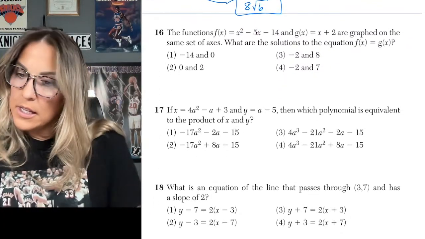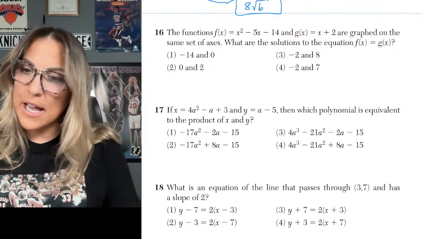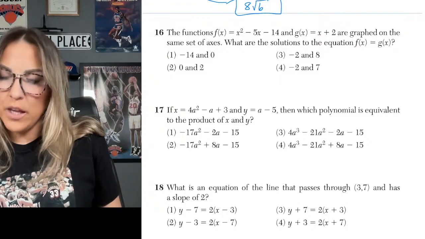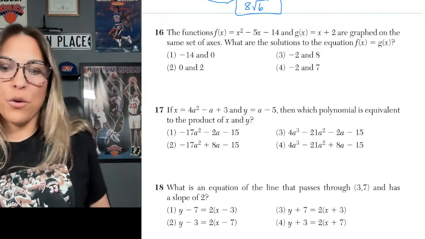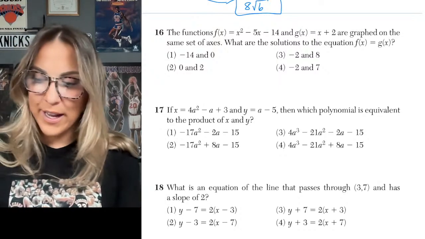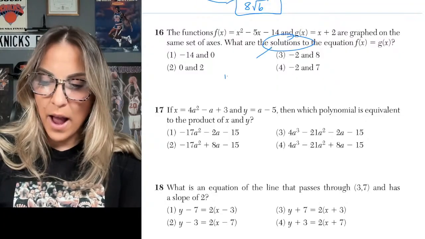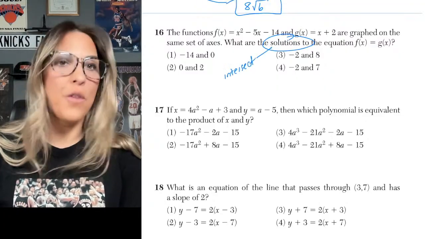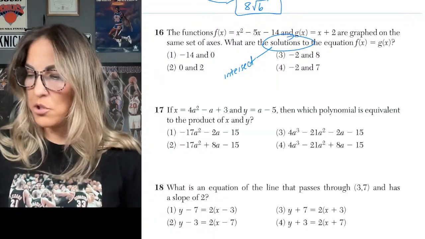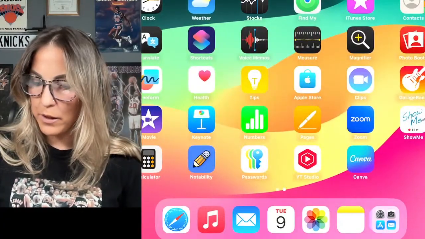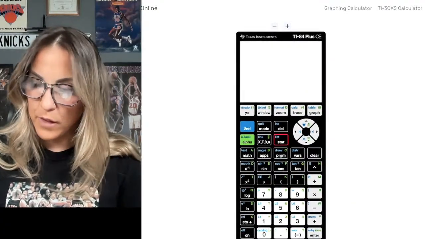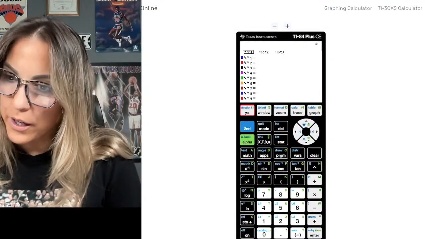All right. Number 16, the functions f of x and g of x are graphed on the same set of axes. What are the solutions to the equation? When we're looking for the solutions to f of x equals g of x, we're looking for where they intersect. So when we ask for solutions, we're asking where they are intersecting. There's an algebraic way to do this and there's a graphing way to do this. I think I'll show you on your calculator first because that's probably the way that you guys are going to like better.